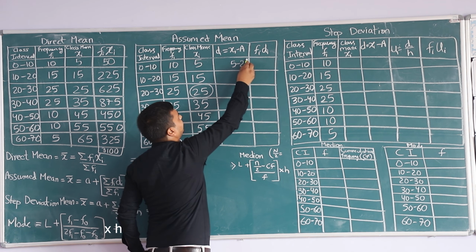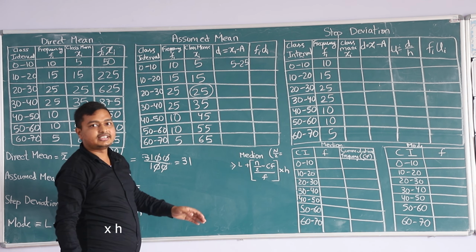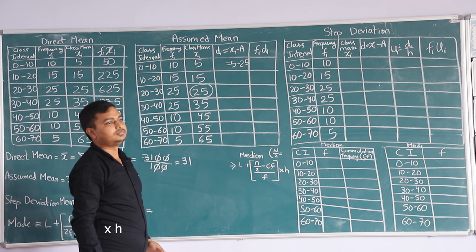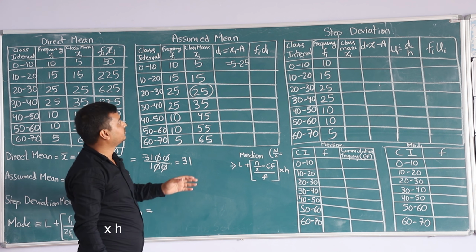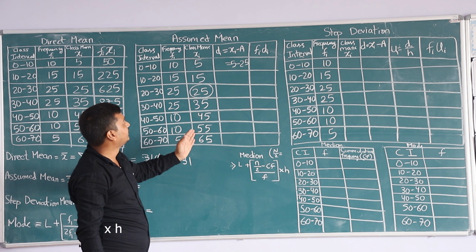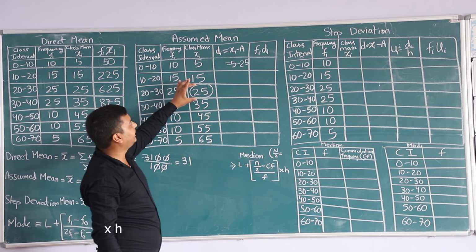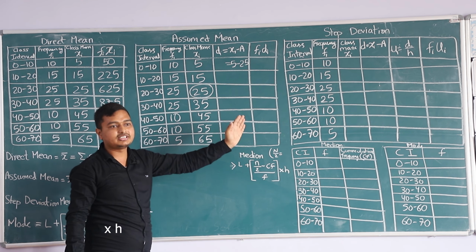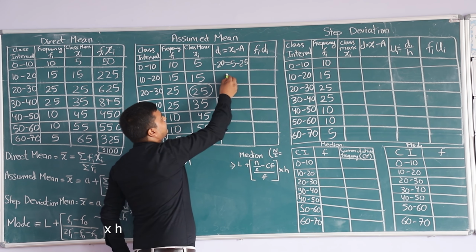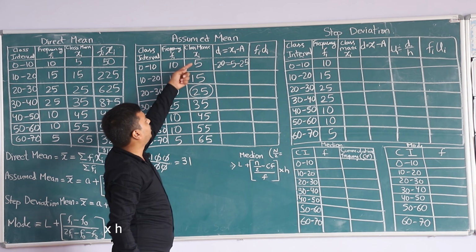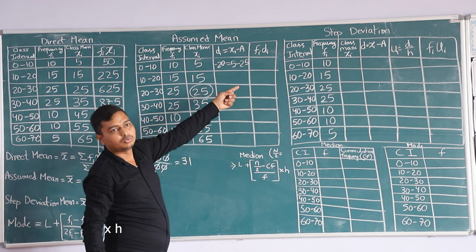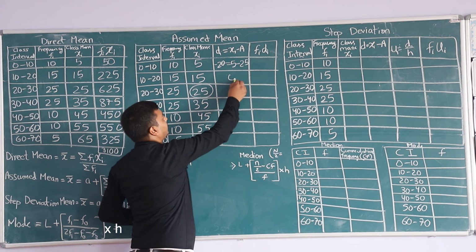So if I select 25 here, up to here selected. Now 5 minus 25. What is the first value of D? Minus 20. Very good. Now the second case. Here XI value, how much? 15. Correct? Now I am going to do 15 minus 25. What is the answer? Minus 10. Very good. Now similarly, in this condition, 25 minus 25. What will be the answer? 0. Okay, very good.